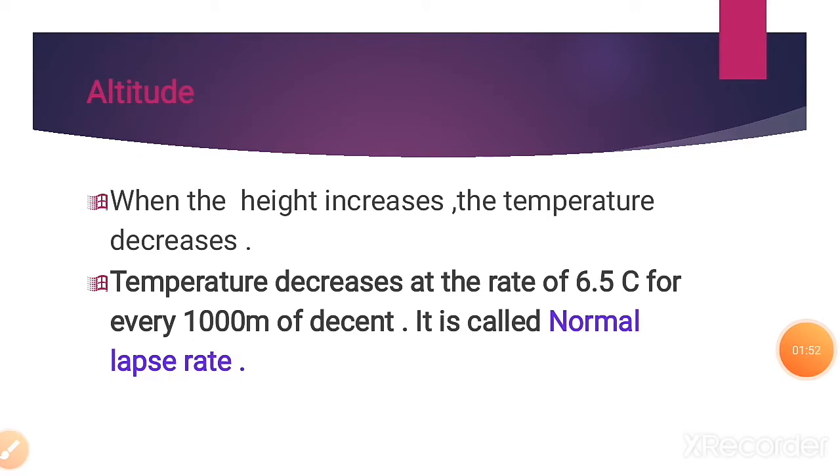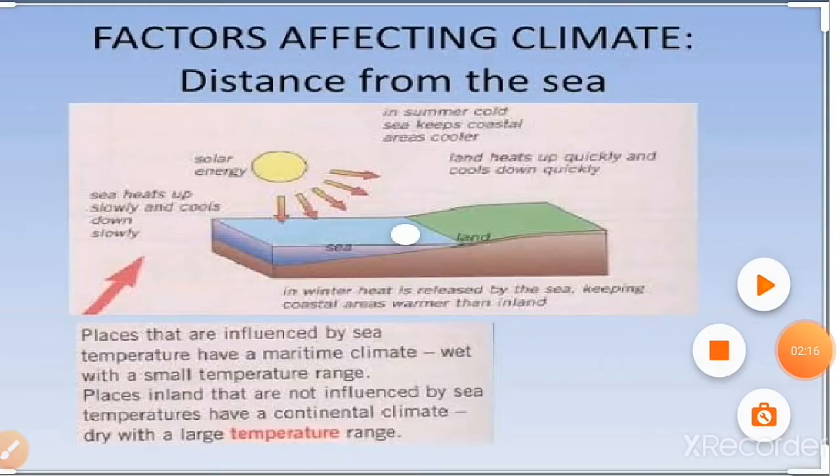The next factor is altitude. Altitude means height. When the height increases, the temperature decreases. The temperature decreases at the rate of 6.5 degrees Celsius for every 1000 meter of ascent. It is called normal lapse rate. Hence, places in the mountains are cooler than the places on the plains.